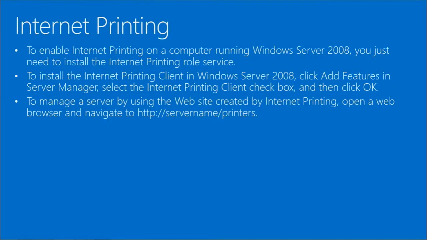Internet printing. So now you can enable printing over the intertubes. So if you're at a coffee shop, you're browsing the web, you found a picture of a cat, really funny, I want to print that to my server at home, you can access it over the internet. So you can install the Internet Printing Role service and then install the Internet Printing Client. And then you can manage this server using the web interface, HTTP, server name, WAC printers.